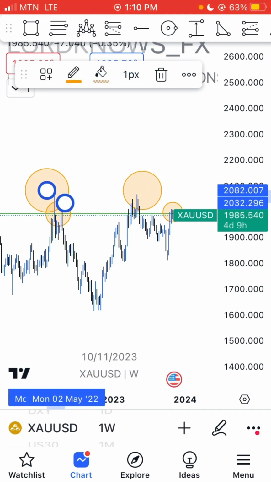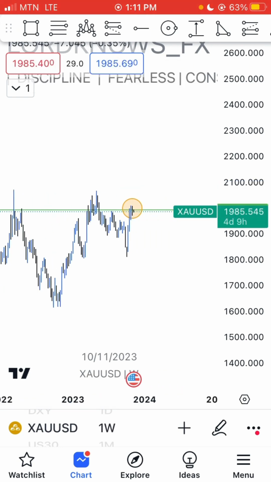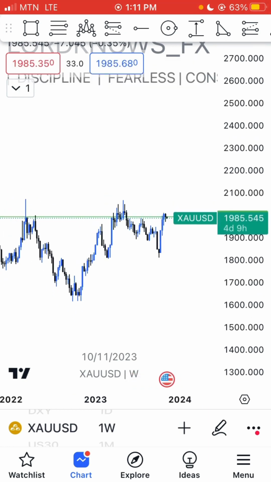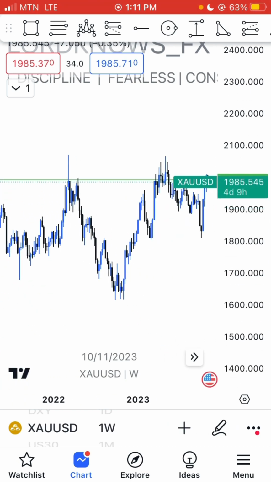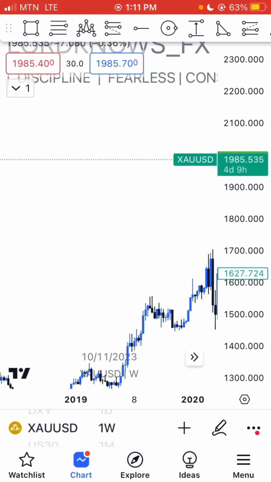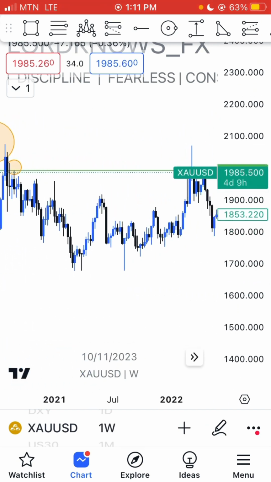So let me delete this one so that we'll get a better view of what I'm trying to explain. You see here, there's a zone. You see where the green line is? The green line is a zone. So it's a resistance level. Anytime it gets there, it rejects. So there's a resistance level there.